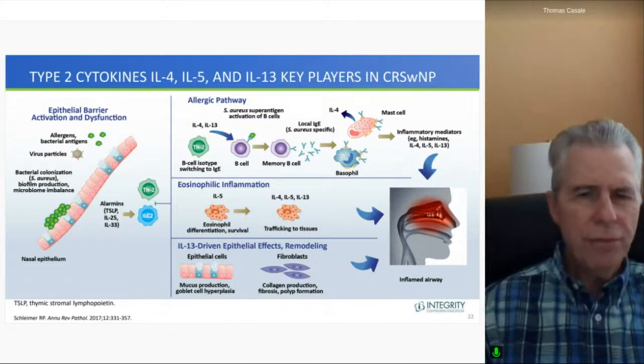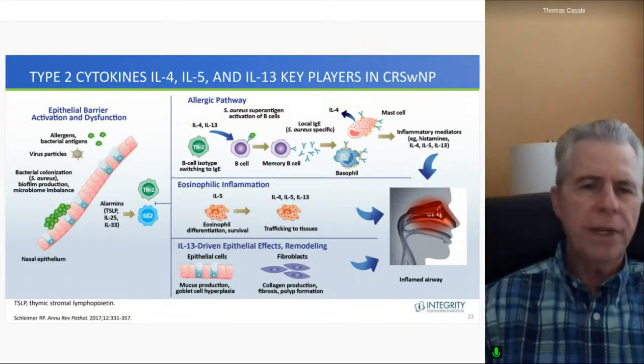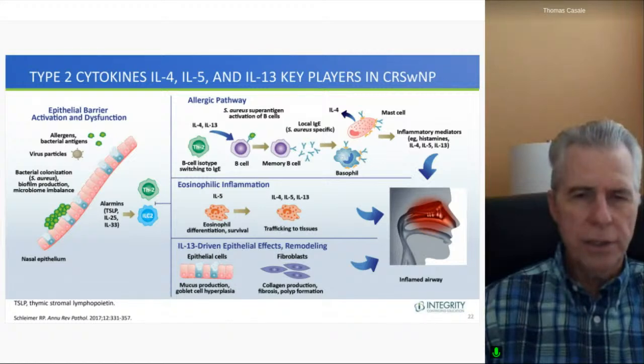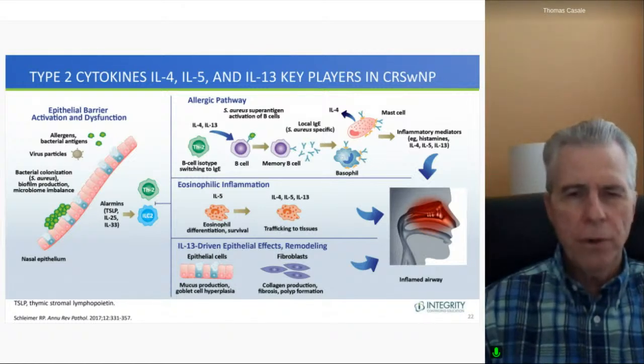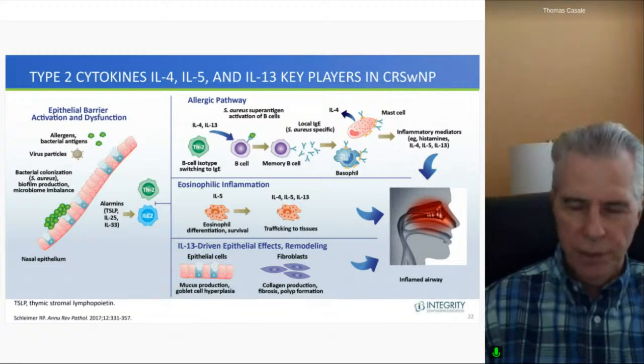IL-13, not really a potent chemoattractant, but it can induce mucus production, collagen formation, fibrosis, and in the lower airways is important for the development of airway hyperresponsiveness.